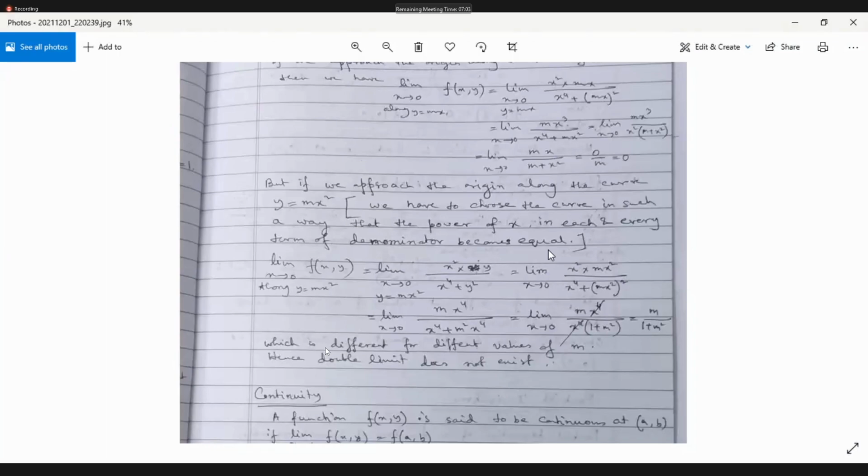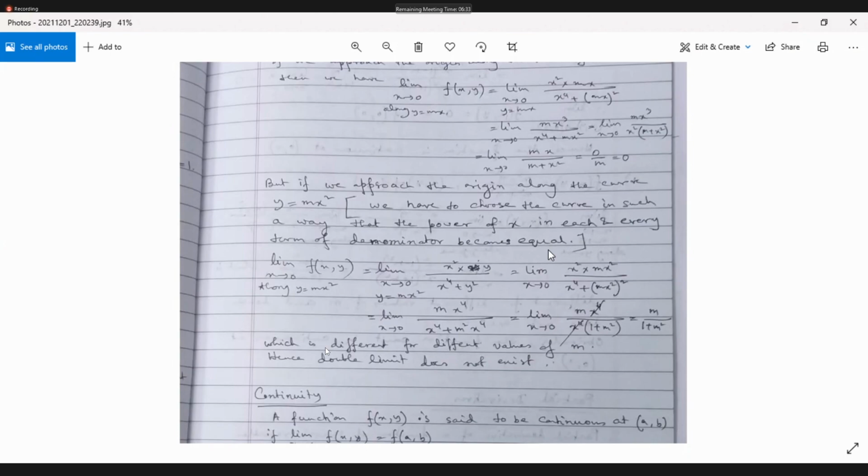Generally the question will be like this: the denominator will be x plus y, or x square plus y square, or x cube plus y cube, etc. Both the powers will be the same. Sometimes it may happen that the powers are different. If the powers in the denominator are different, then you have to choose the curve in such a way that every term in the denominator becomes equal in power.